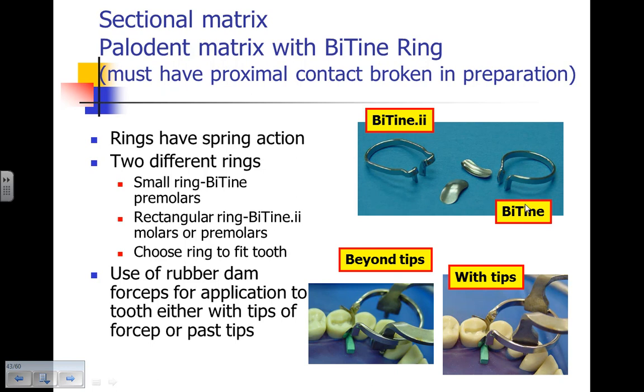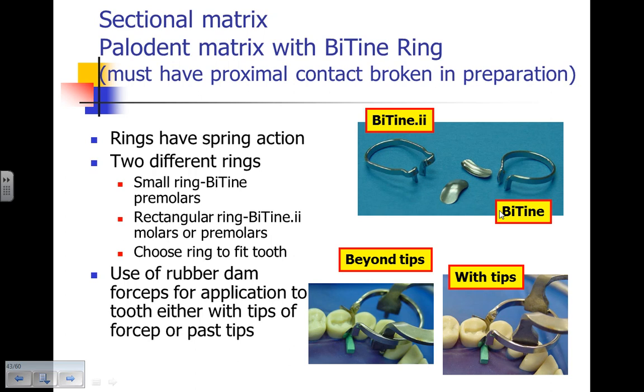We can use a sectional matrix. You've had the experience of using the sectional matrix in preclinical. These rings put forces on the teeth to create rapid separation. We can use either the squarish Bitine II or we can use the Palodent Bitine ring that's circular. We use the rubber dam clamps, rubber dam forceps, to place the ring on the teeth.